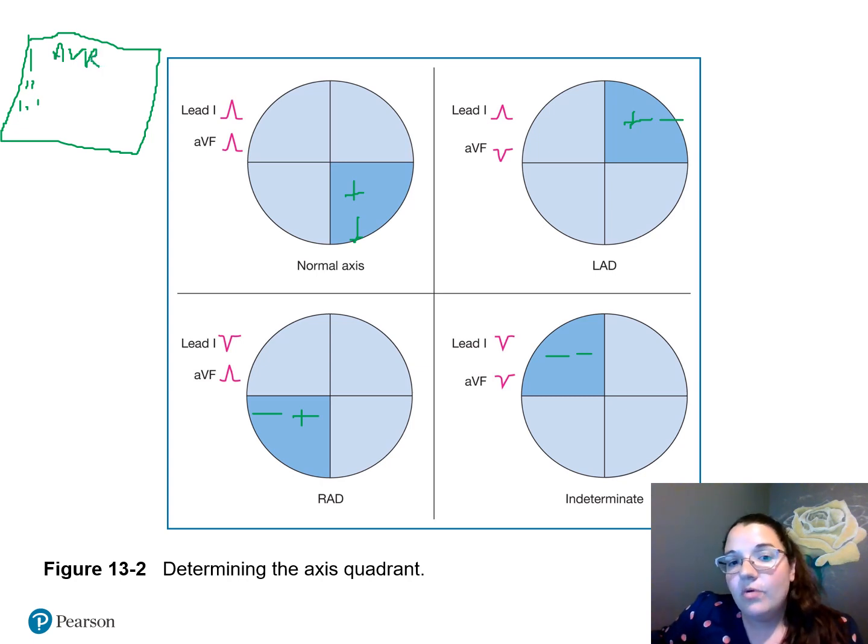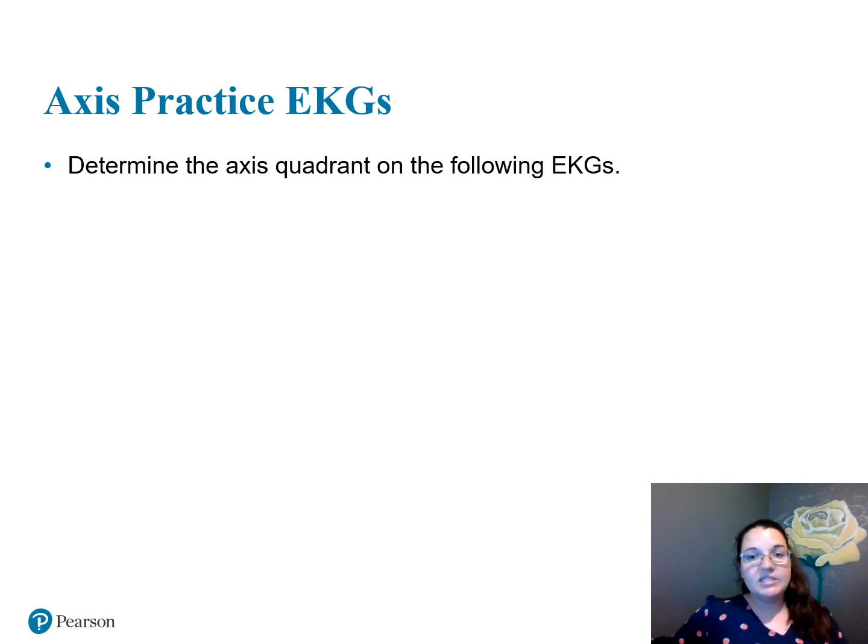What comes before AVF? Lead 1. So if I'm a positive in lead 1 and a negative in AVF, I am LAD. So you always want to look at it that way. Okay, so let's practice.